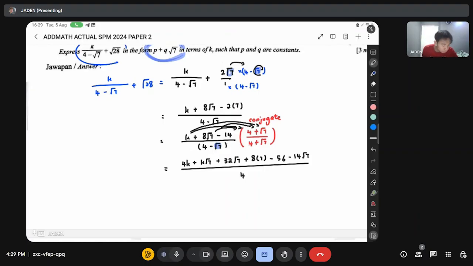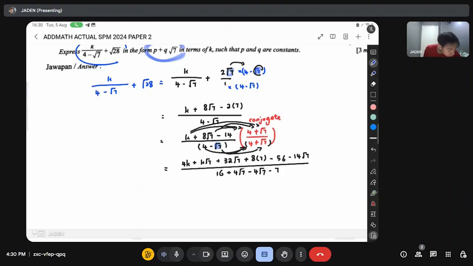Okay, this one is like bracket multiply bracket things. So to do this, this is actually 4 times 4, you get 16. 4 times root 7, 4 root 7. Then negative root 7 times 4, you get this. Negative root 7 times root 7, you get negative, just the 7 alone.